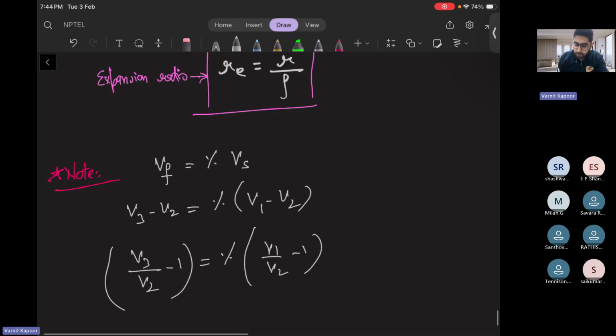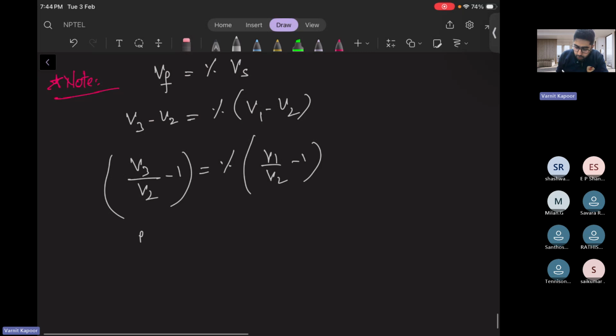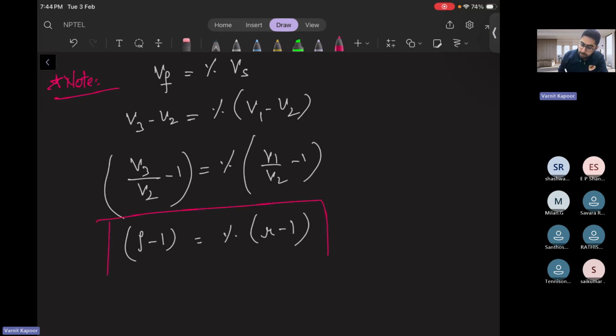That means V3 by V2 is your cutoff ratio, rho. Rho minus 1 is a percentage of V1 by V2, your compression ratio, R minus 1. Okay. If some statement comes like this, that means rho minus 1 is a percentage of R minus 1.